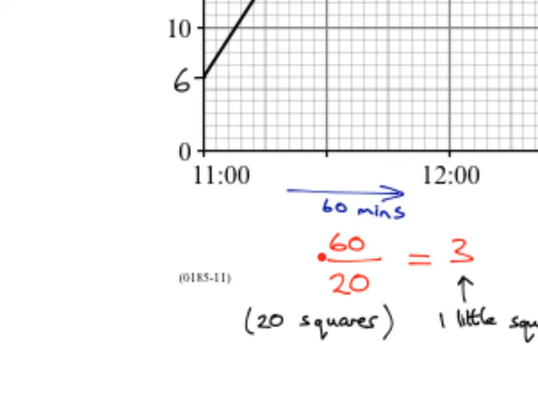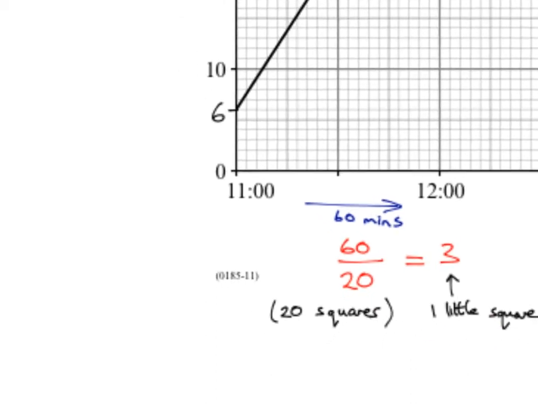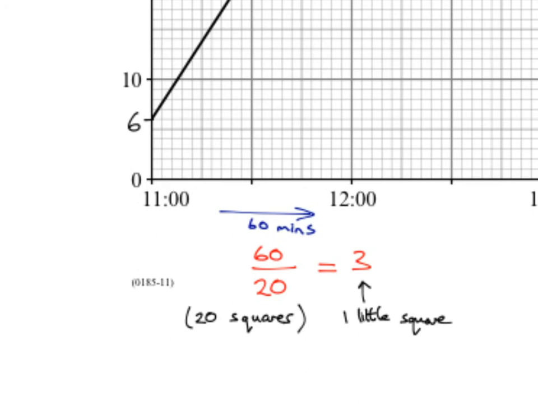Okay, so doing the calculation, 60 for the 60 minutes divided by 20, as there were 20 little squares in that jump, gives me 3, which tells me what 1 little square is worth. Okay, so that's a very, very important thing to have on your working out there. So I definitely get that in there for you.